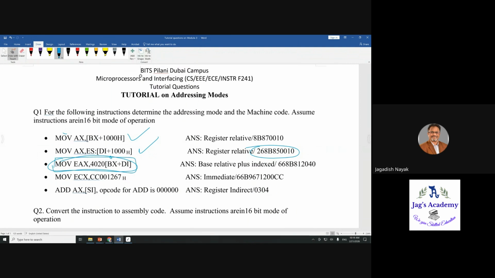MOV EAX. Can you take down the question? MOV EAX, 4020[BX plus DI]. Can you tell me what type of addressing mode is this? Register relative? This one is register plus index plus relative. Can you take down this question?